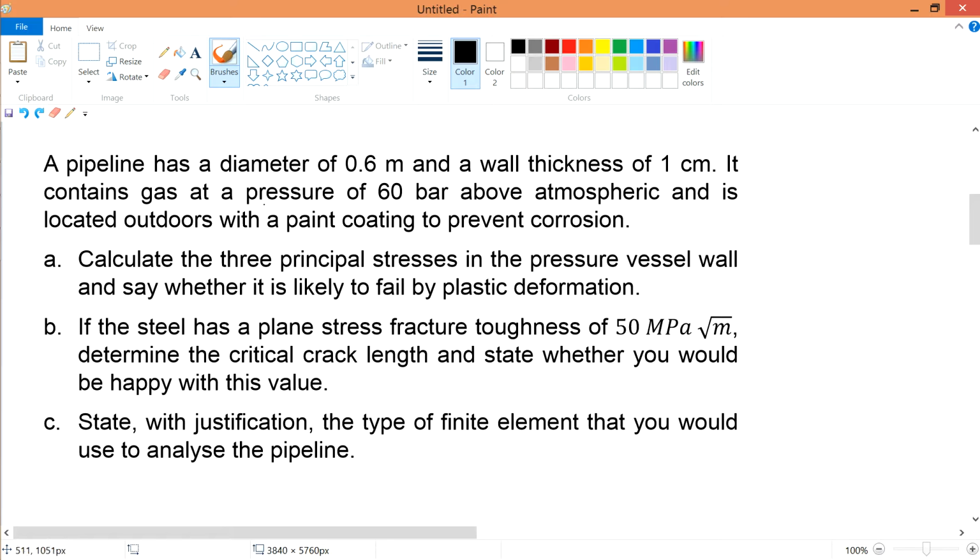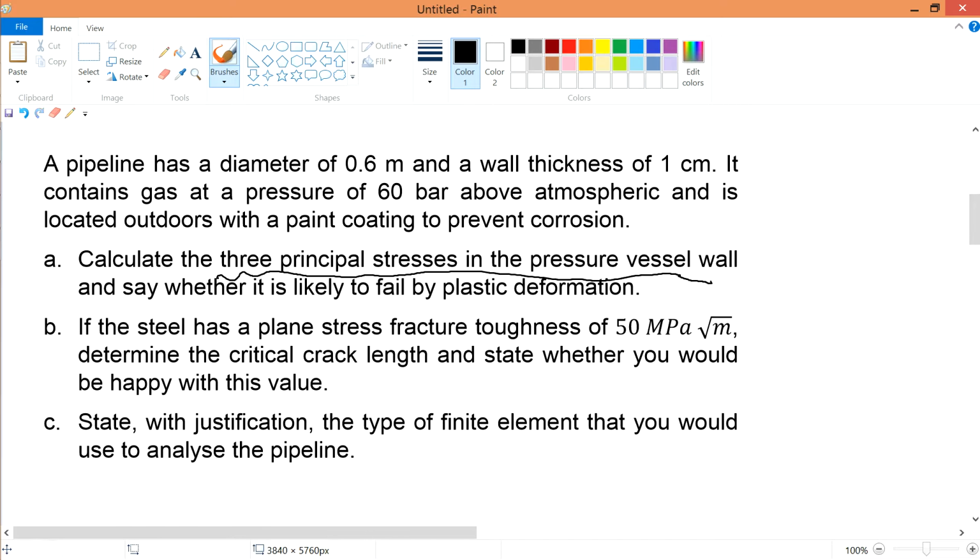We have a pressure of 60 bar above atmospheric pressure, and the vessel is located outdoors with a paint coating to prevent corrosion. We have a gas within it, so we're talking about the internal pressure. In our case, we assume that if there is interior pressure, the pressure outside is equal to 0. So we'll just talk about the pressure inside, and calculate the 3 principal stresses in the pressure vessel.